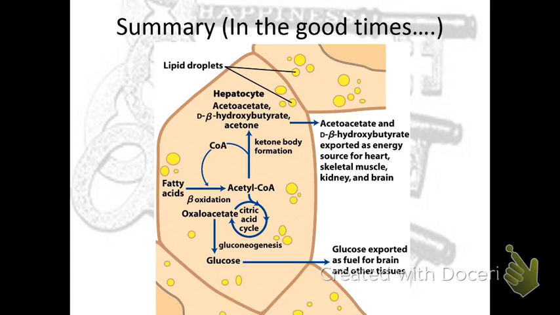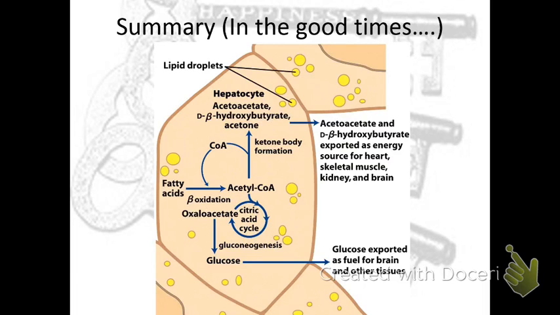So now I want to summarize what's in the good times, right? And normally what happens is, let's say everything is going well. You can break down the lipid droplets in order to make portions of the biomolecules that are important. So, for example, you can have the fatty acids undergo beta oxidation and make acetyl-CoA. When times are good, then of course you can undergo the citric acid cycle, just like normal.